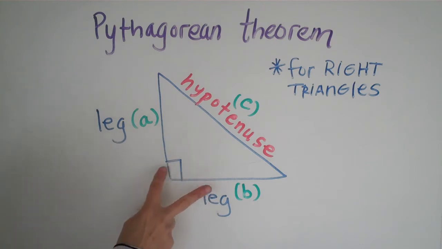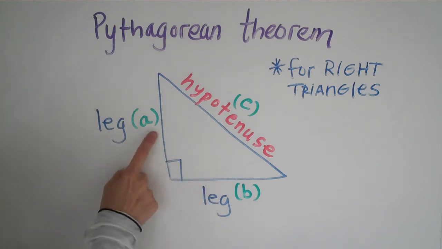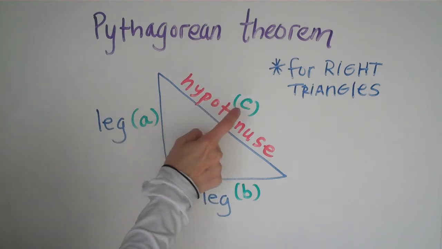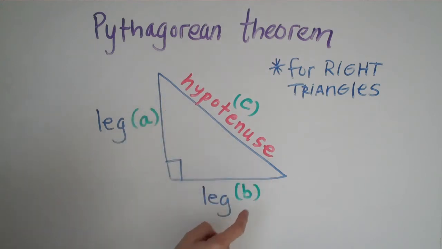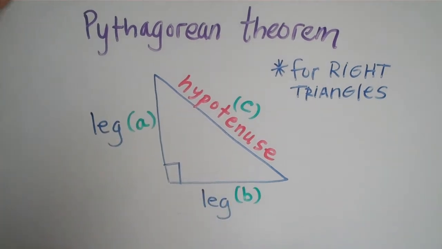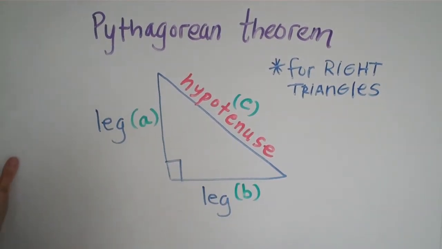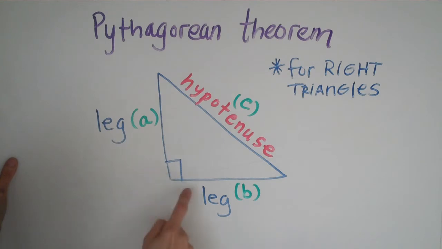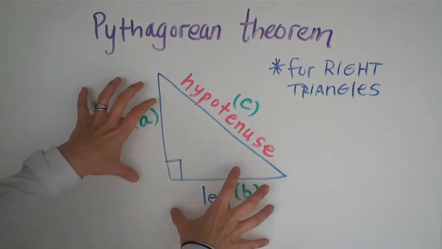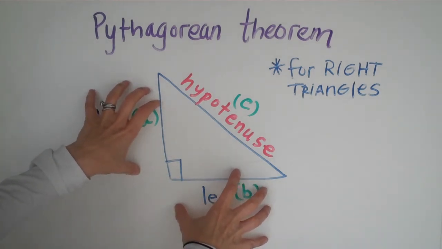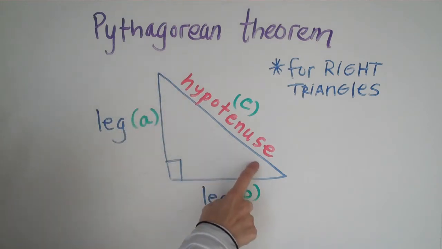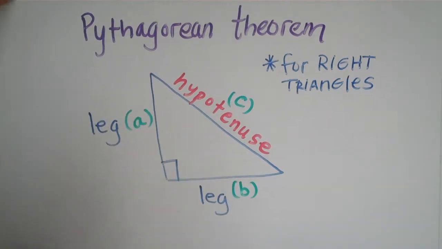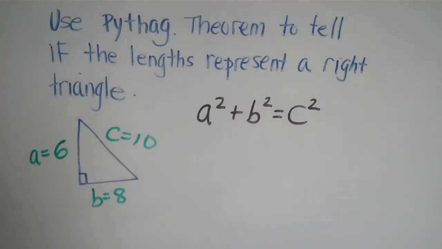These two can get mixed up in terms of the A and the B, but this hypotenuse, this diagonal line, always has to remain the C. Basically the theorem says that the sum of the squares of these two legs added together will give you the square of the hypotenuse. We're going to explore what that means in a second.